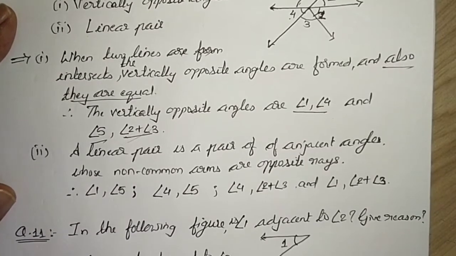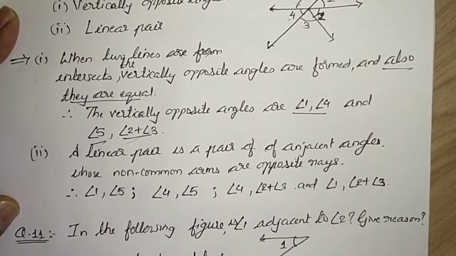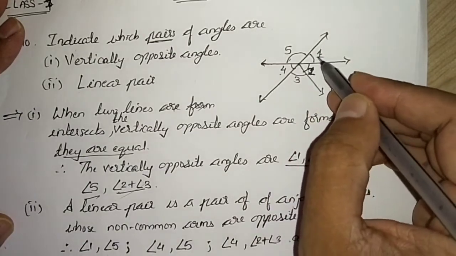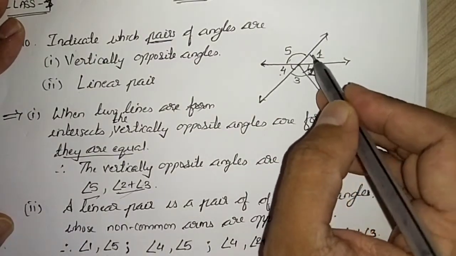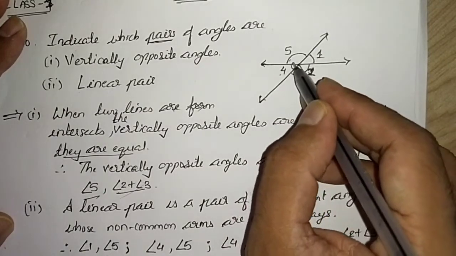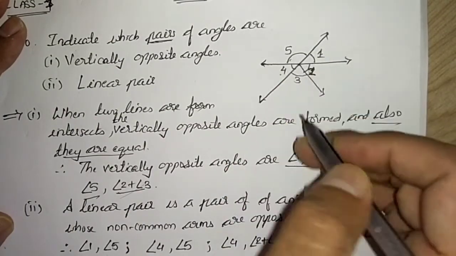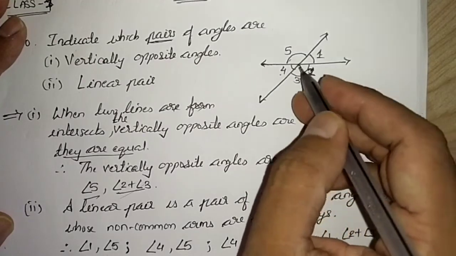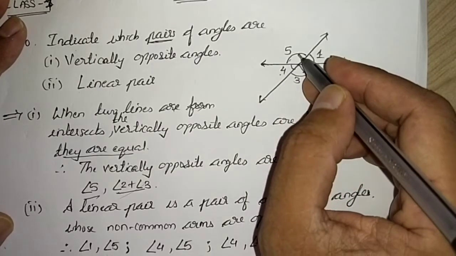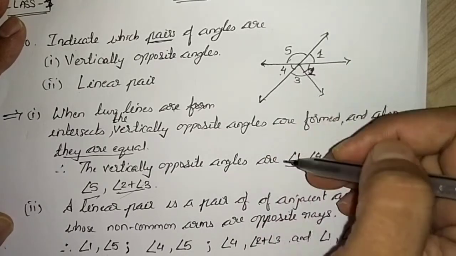Definition of linear pair is a pair of adjacent angles whose non-common arms are opposite rays. Here 1 and 5, if you look at this line, 1 and 5 are adjacent angles whose non-common arms, this is non-common arm, this is non-common arm, are opposite rays. So we will say 1, 5 are linear pair. Same, if you look at this line, these are two adjacent angles and non-common arms are opposite rays. So we can say 4, 5 are also linear pair.